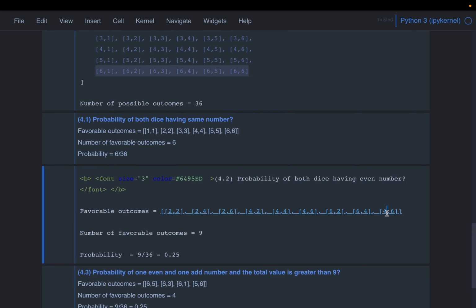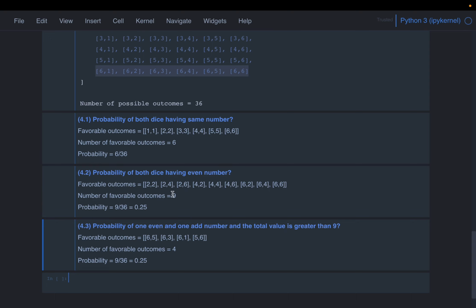Right, this is 6, 2, 6, 4, 6, 6. All right, so the number of favorable outcomes is 9. The total number of possible outcomes is 36. So the probability is 1/4.